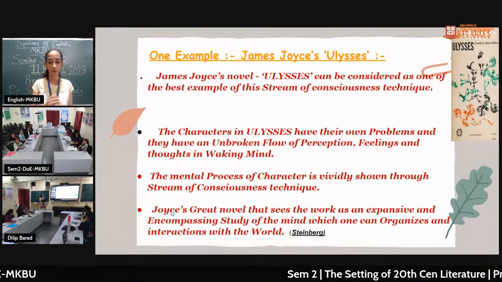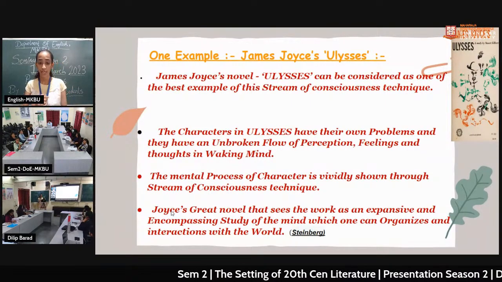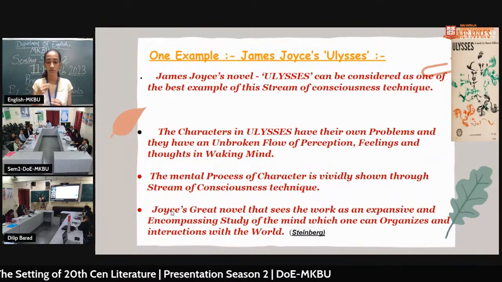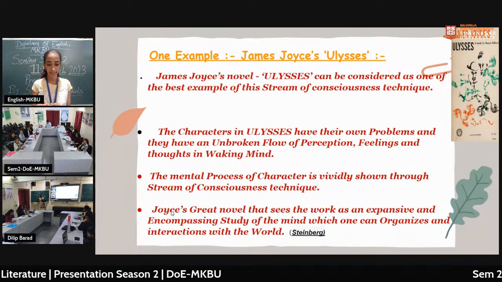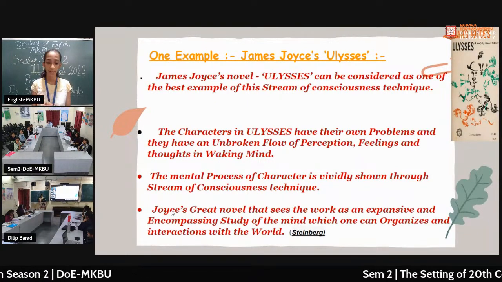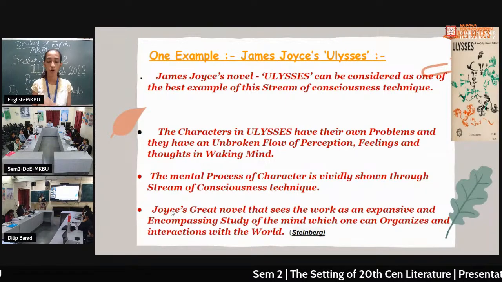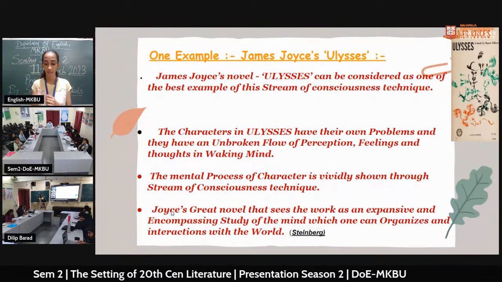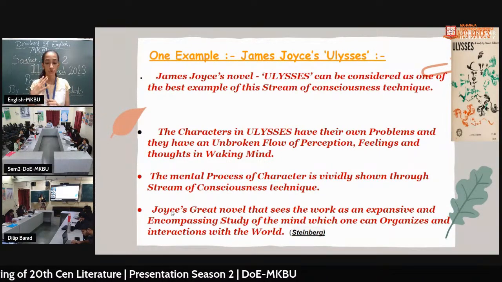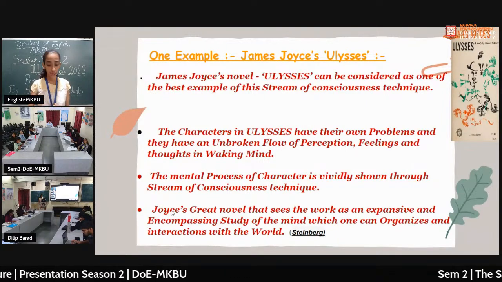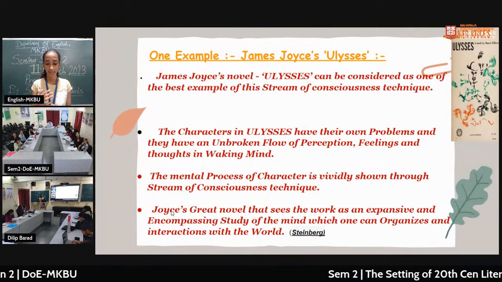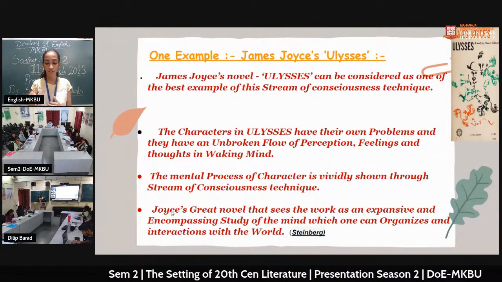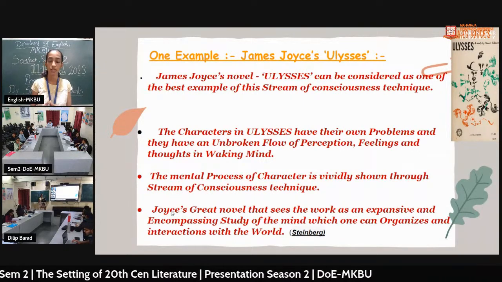One example is from James Joyce's novel Ulysses. It can be considered one of the best examples of this stream of consciousness technique. The characters in Ulysses have their own problems and they have an unbroken flow of perception, feelings, and thoughts in the waking mind. The mental process of characters is vividly shown through the stream of consciousness technique. It sees the work as an expansive and encompassing study of the mind, which one can organize, and of its interactions with the world.